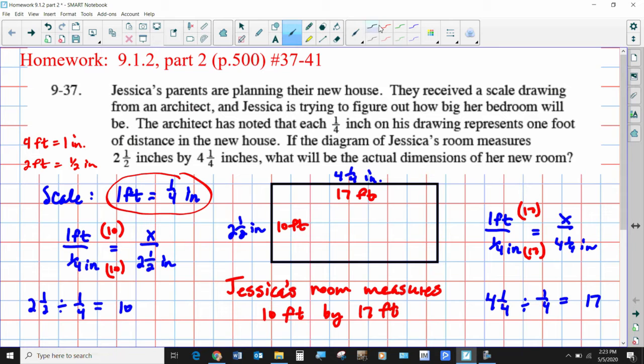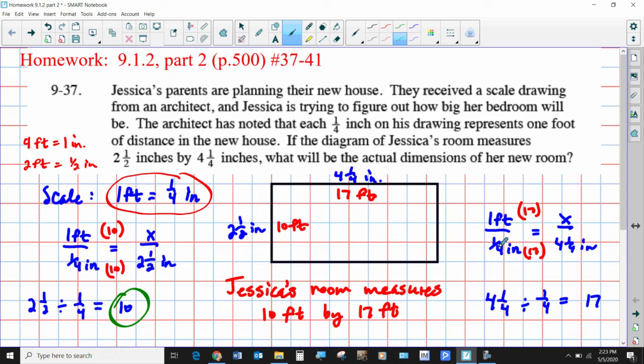Now you could also set this up if you wanted to by using proportional reasoning. So you get your feet for the real distance on the top and the inches of the diagrams on the bottom. And this is the scale factor, this ratio, and this is the known measure. So what do you multiply times 1/4 to give you 2.5? That's the 10 that we showed right there. So 1 times 10 is equal to 10 feet.